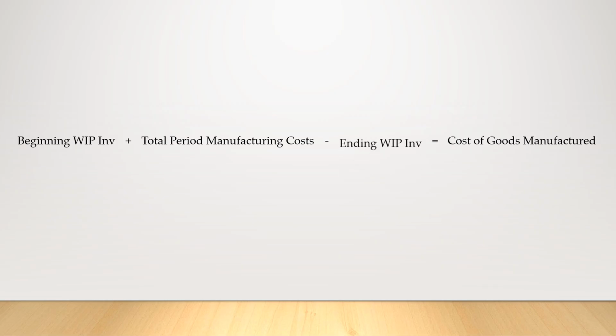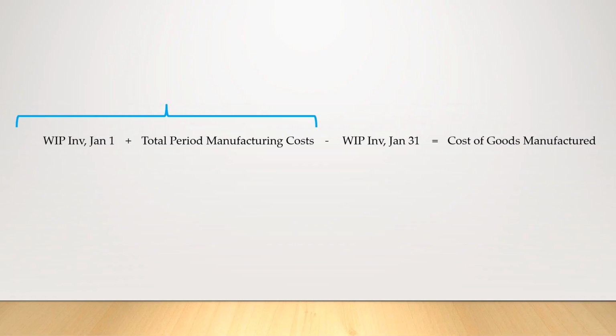The formula for cost of goods manufactured is beginning work in process inventory plus the period's total manufacturing costs minus ending work in process inventory. Since our information is for January, beginning work in process inventory is as of January 1st, and ending work in process inventory is as of January 31st. Beginning work in process inventory plus total manufacturing costs is total overall manufacturing costs incurred to date. With this formula, we can start building this budget.